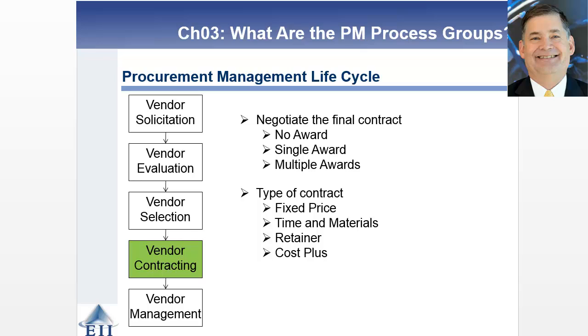You have to figure out what type of contract you want. Do you want a fixed price contract? Those work very well with traditional projects. They do not work very well with agile or extreme projects. And then the time and materials retainer or cost plus. Those are contracts that are going to do a little bit better in the agile and extreme space.